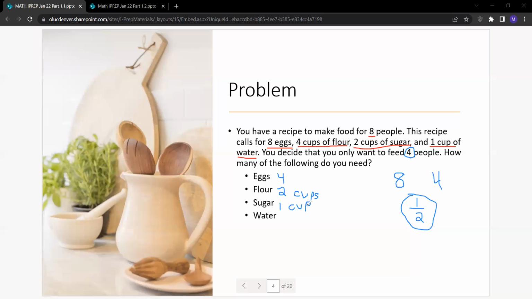And then we have water. So what is 1/2 of 1? Think about if we have that pizza, we have 1, we cut it in half. This is 1/2, right? So we're going to have a 1/2 cup of water. Go ahead and move on to the next slide.